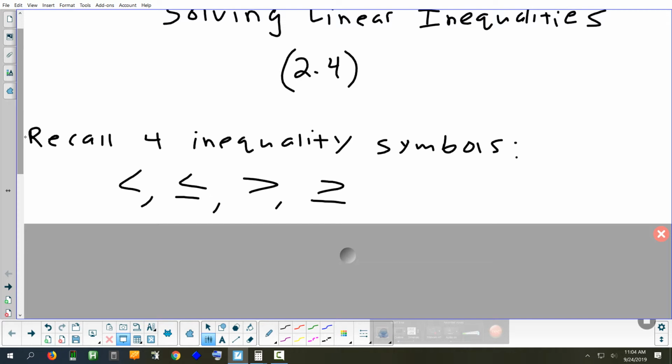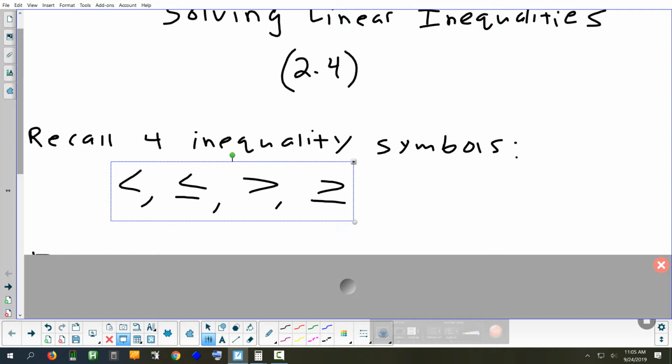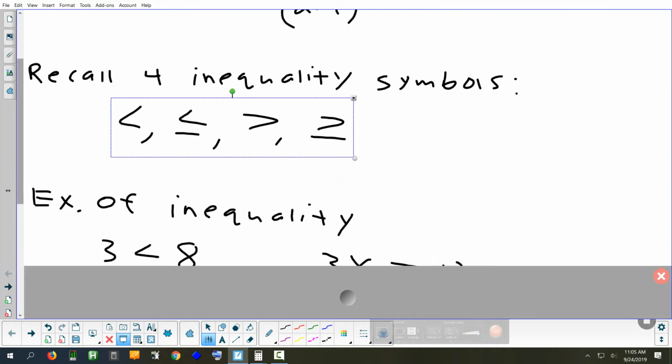Just a reminder, there's 4 different inequality symbols. Derek, what's the first one? Greater than, or less than, whatever. Less than. Yeah, it's one of those. Yes, less than. The second one, Skylar? Less than or equal to. Paragon, the third one? Greater than. Yep, greater than. And Sam, the last one? Greater than or equal to. Yeah. So we got our 4 inequality symbols.